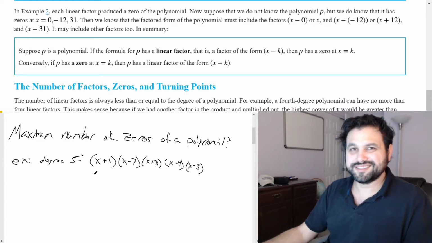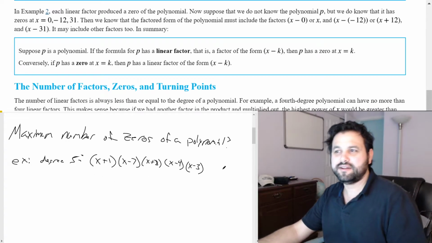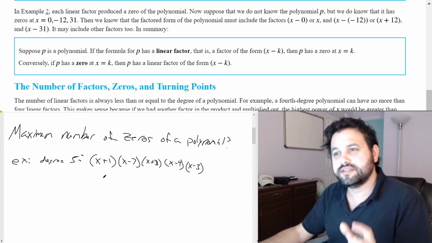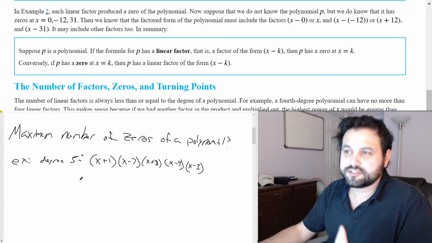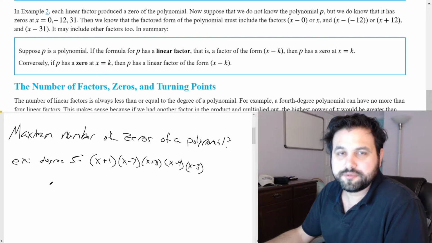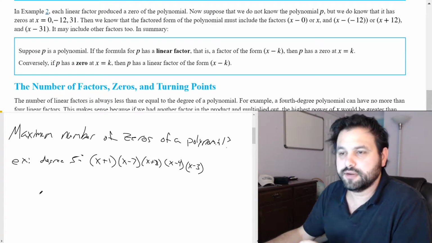And so we can see that if I added one more factor in here, now it's going to be a degree 6, right? And so it kind of depends on how many linear factors you can have. And so that's why the maximum number of zeros for a polynomial is the same as its degree number.